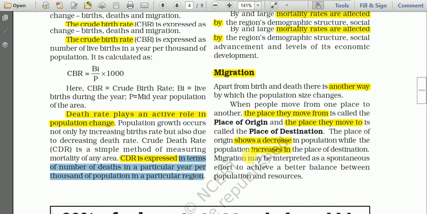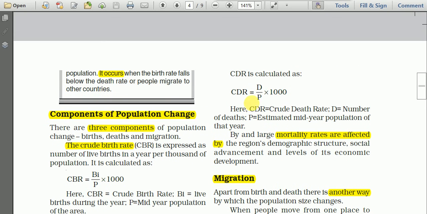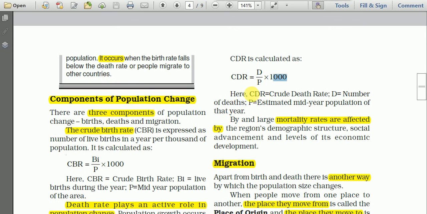Okay, so the formula is given here. CDR, crude death rate, is equal to D by P multiplied by 1000. Here CDR stands for crude death rate, D refers to the number of deaths, and P refers to the estimated mid-year population of that year. Estimated mid-year population means the population found in the middle of the year.